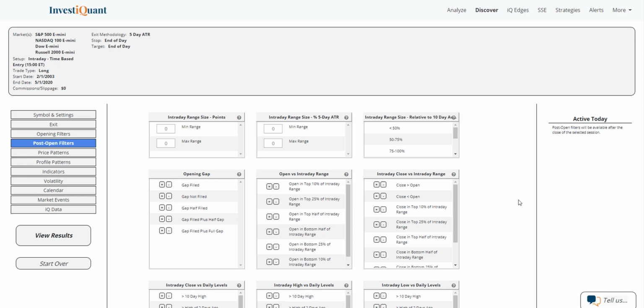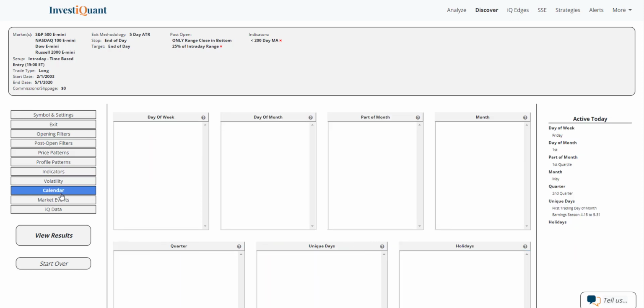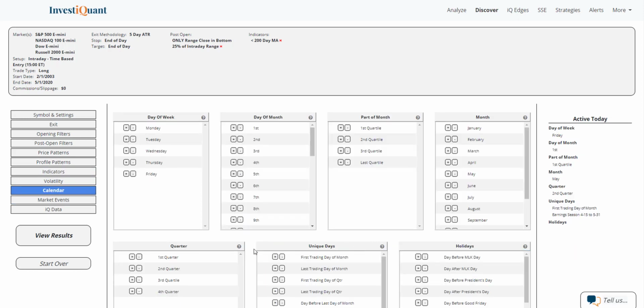I am going to add that we are trading in the bottom quartile of the day's range. I can do that in here: where is the close at 3 p.m. versus the intraday range? If I hit equals, close in the bottom quartile of the range, it will be added. I'm not adding any additional price patterns or profile patterns. I am going to add an indicator of below the 200-day moving average. No volatility. Calendar, we will add calendar. It is the first trading day of the month. That is important to the study, and that is the last one I'm going to add. So hit view results next, and here we go.